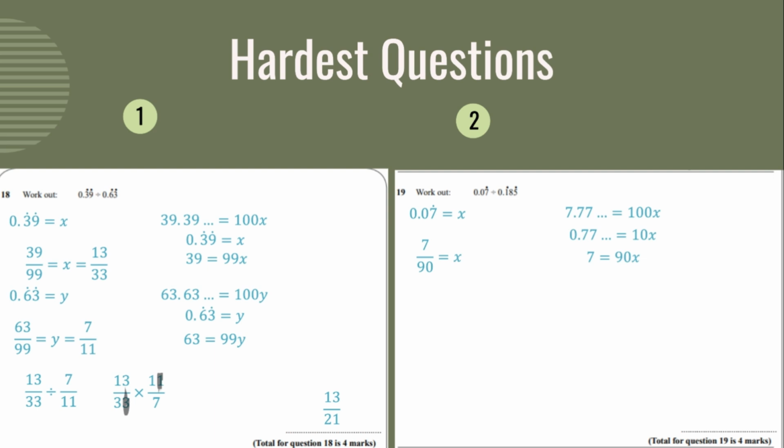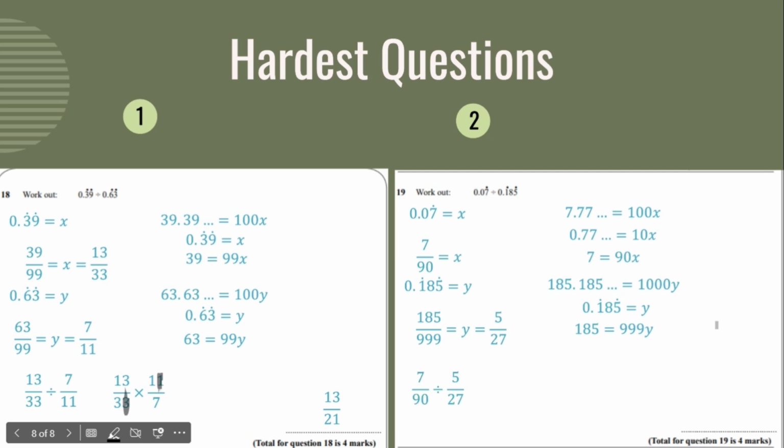Now, for 0.15 recurring, we put that to equal y, and we times it by 1,000 to get 185.185. We can just use y as it has the same decimals, meaning 999y equals 185, meaning y equals 185 over 999, or 5 over 27.